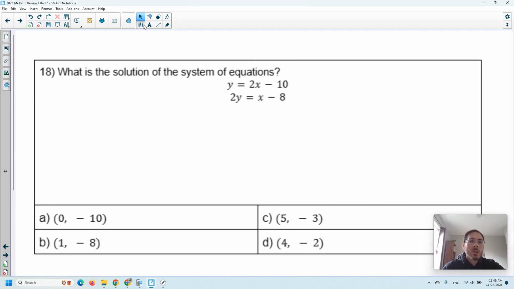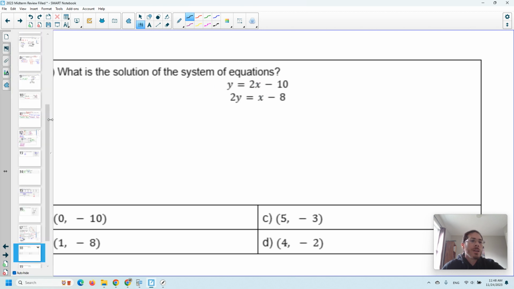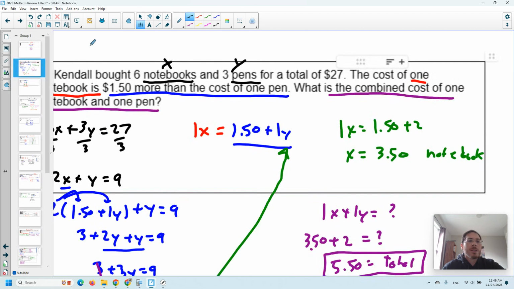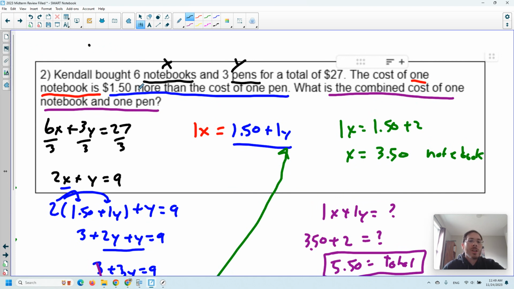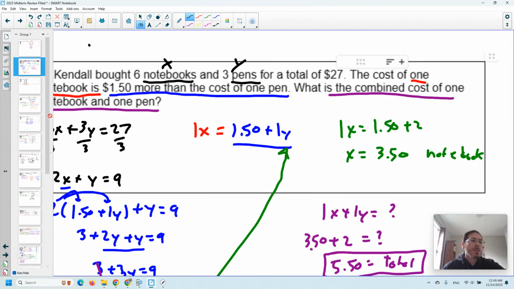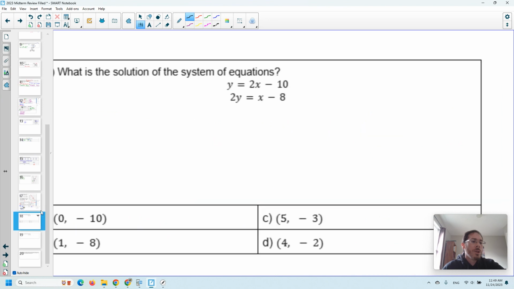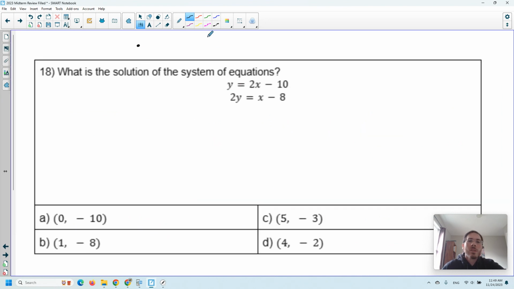So to do this one, again, we could just graph them if we really want to. I'm going to do that in a little bit. But if we want to do it by hand, this one's set up very nicely because y is by itself. This is almost exactly like, if we go all the way back, question 2. So it's almost set up like question 2, like a system of equations. So I go all the way back down here. What I'm going to do is take the y equals, and I'm going to plug this whole equation in for the y. So I'm going to get 2 parentheses 2x minus 10 equals x minus 8.